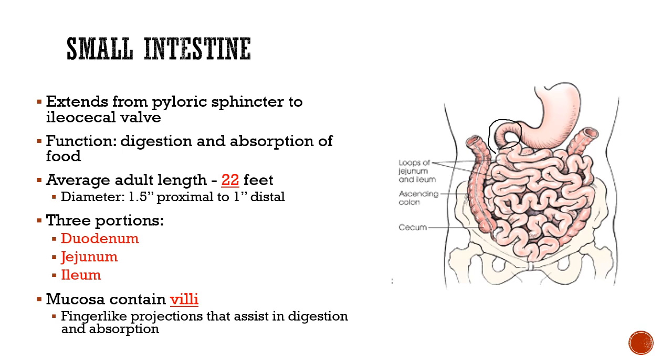The 3 sections are the duodenum, that I've already circled, the jejunum, which is mostly in the left lower quadrant, on the left side mostly, and the ileum, which is mostly in the right lower quadrant. The mucosa contains villi, which are like cilia, but they're finger-like projections that assist in digestion and absorption.